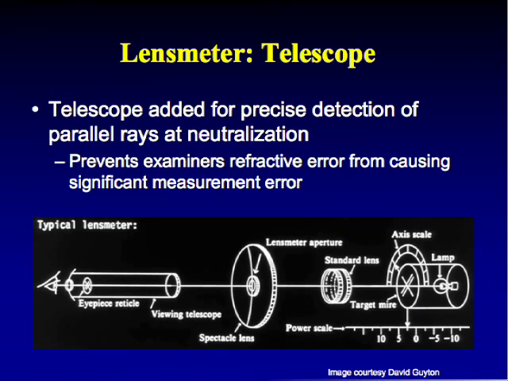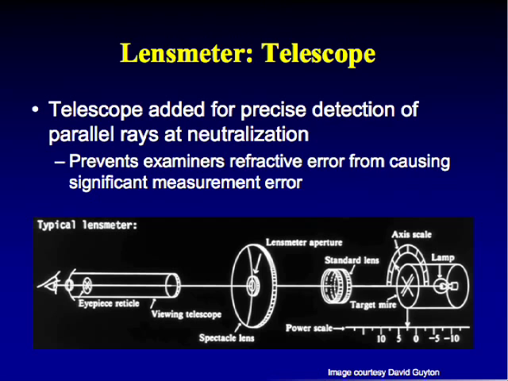So here's the Lensmeter, here's the target, it's illuminated. You turn a knob, it moves it back and forth. There's the standard lens inside of the Lensmeter, and here's where the unknown lens goes. Then you throw an astronomical telescope on there just to eliminate the examiner's refractive error and to further enhance the detection of parallel rays of light coming out. So that's all there is to it.